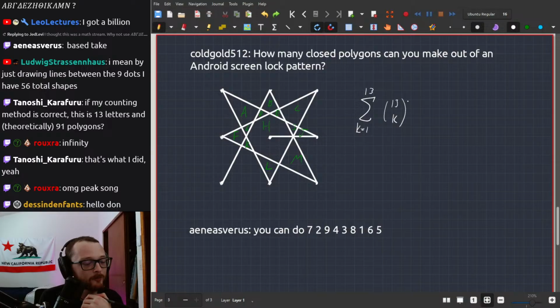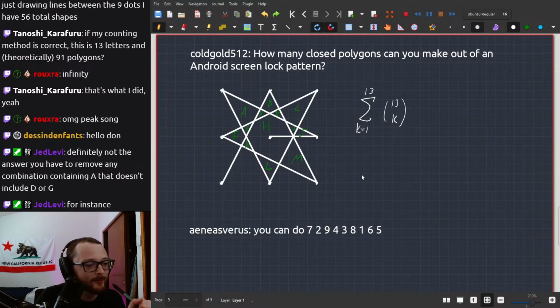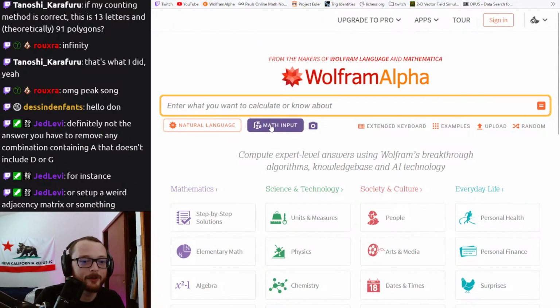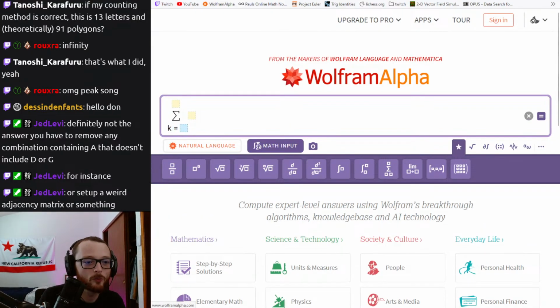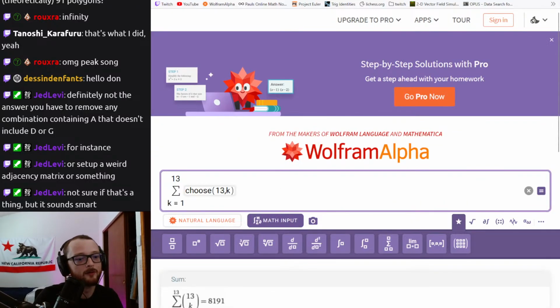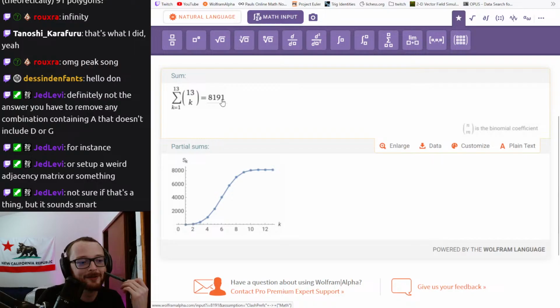Okay, Ludwig. Before Leo dies, I think I do want to talk about Leo's questions. Not the answer, you have to remove any combination containing A. Well, yeah, Jed, we're just saying this is an upper bound. It's definitely not the actual answer. Before I look at Leo's, I do want to. What is that number though? 8191.